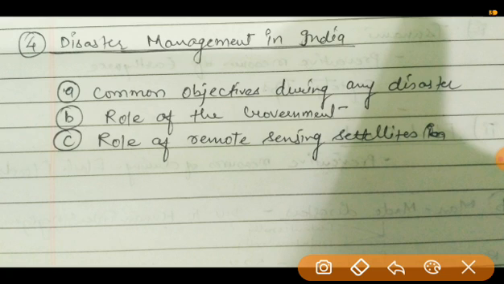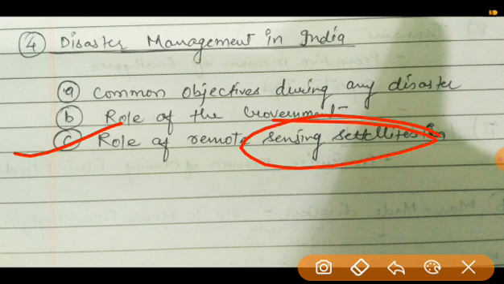Then the last, third one, is the role of remote sensing satellites. What is remote sensing? Remote sensing satellite means with the help of satellites. What is the role of satellites?